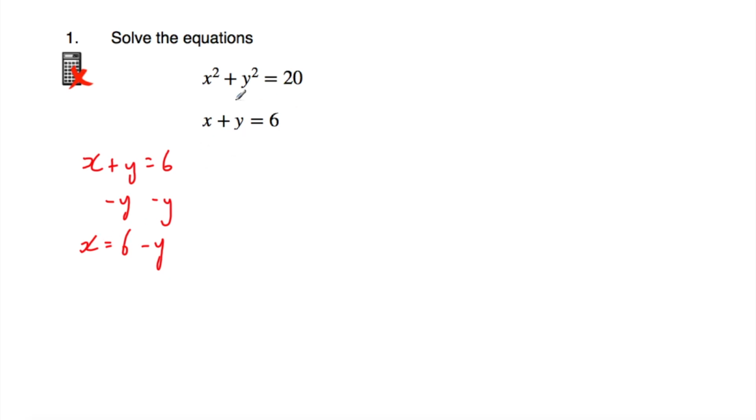Now we're going to go to the non-linear one, which is x squared plus y squared equals 20, and we're going to replace the x with 6 subtract y. We're going to substitute this in for the x. So instead of having x squared, we're now going to have, in brackets, 6 subtract y, close brackets, squared, because x is 6 minus y. And then we've got our plus y squared equals 20. So we've substituted our linear into our non-linear, replacing the x with 6 minus y. So we've now got (6 minus y) squared plus y squared equals 20.